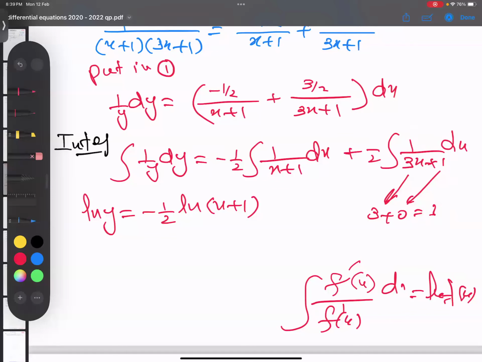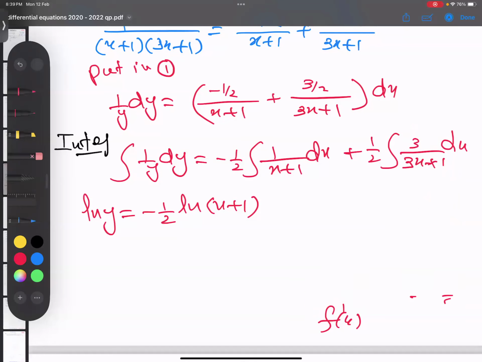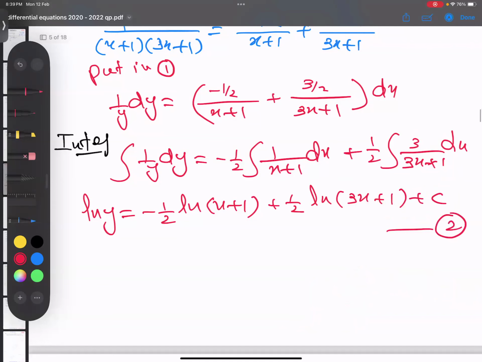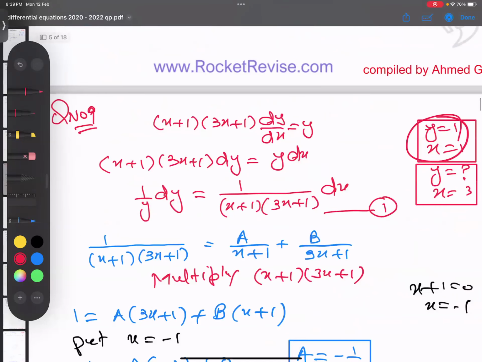Look, I erase from here, and this 3 will go here, and 1/2 stays outside. I believe this point is very clear, how I turned it. So 1/2, now function down, derivative up. I can say log of 3x plus 1 plus c. I call this equation number 2, and the data given here is x1, y1.